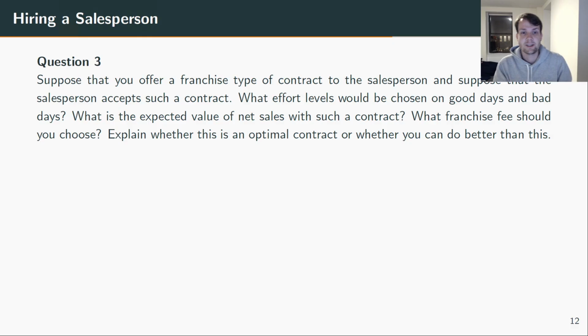So now the question is, if we offer again a franchise type contract, and that contract is accepted, what is the effort level going to be on good days, on bad days? What are the expected net sales, and what is the franchise fee that we're going to choose?